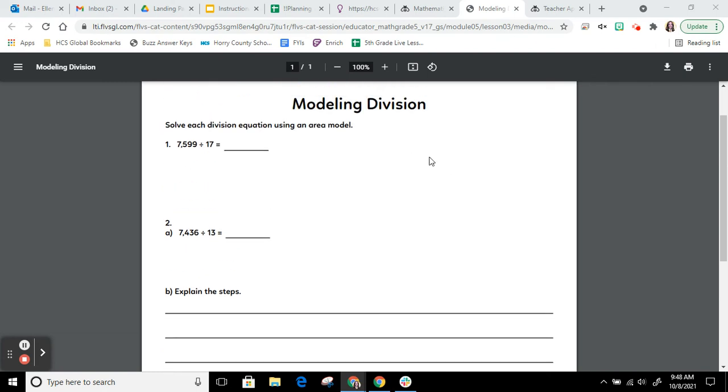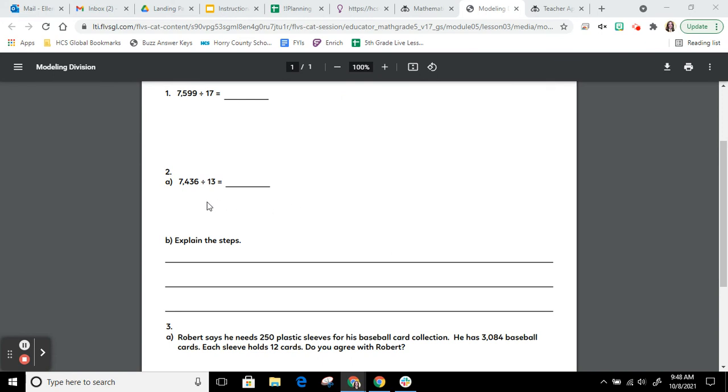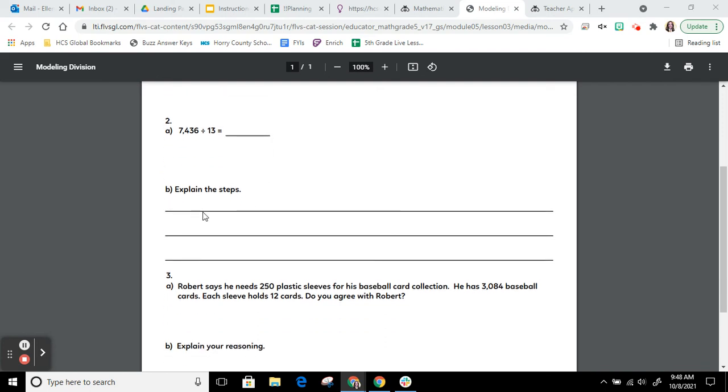And again, if you notice there's not a lot of room here, you might want to use a piece of paper so that you have more room. You're going to solve this 7,436 divided by 13 using the area model. And then for part B, you're going to explain your steps. Now, there's only 3 lines here, so you don't have to explain your steps in great detail, but what you do need to use are what are the main steps in using the area model. Let me show you where you could find this answer.